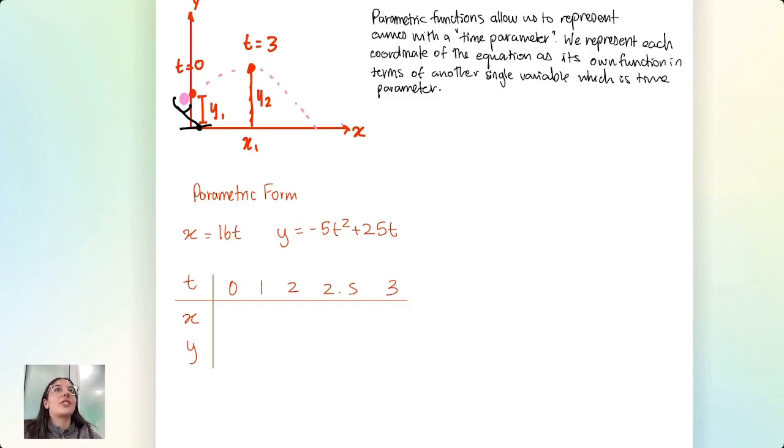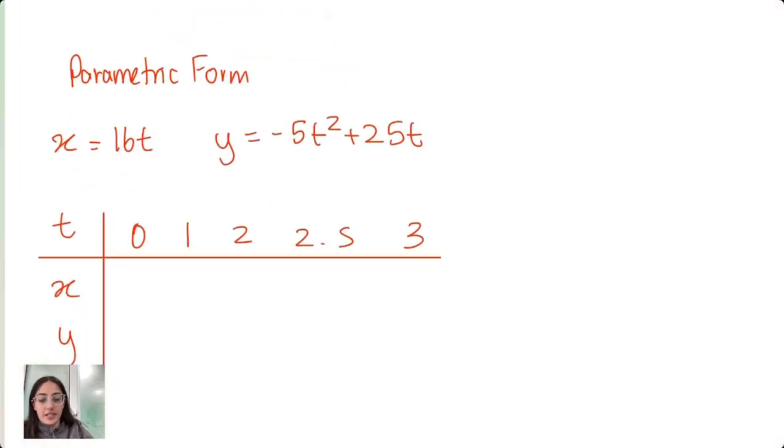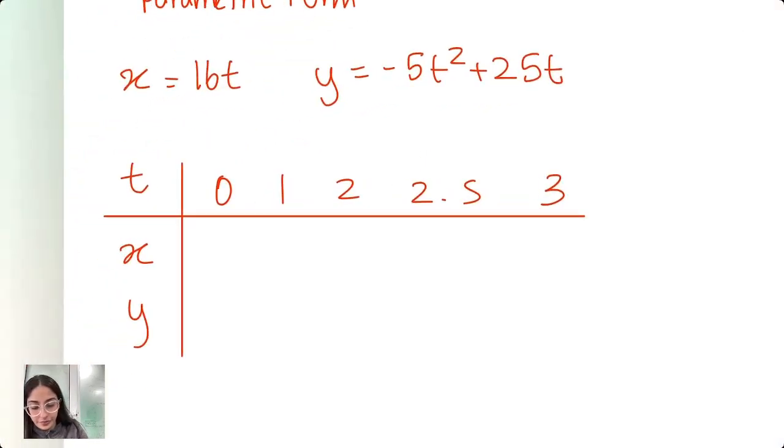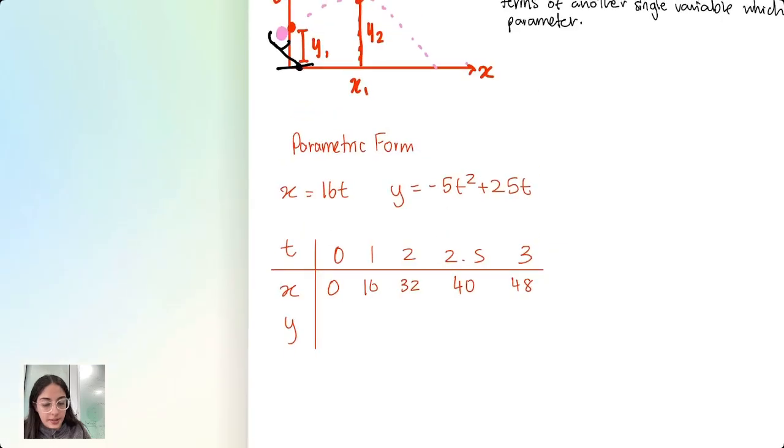Okay, so Tyrick, what did you get for the x's when you plugged in 0? 0, 16, 32, 40, and 48. Cool. And then Emma, what about for the y's? 0, 20, 30, 31.25, and 30.